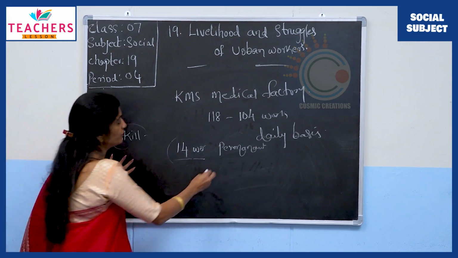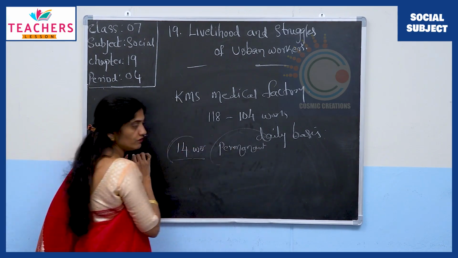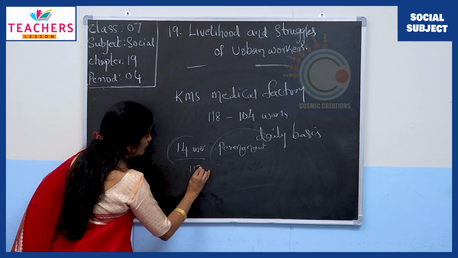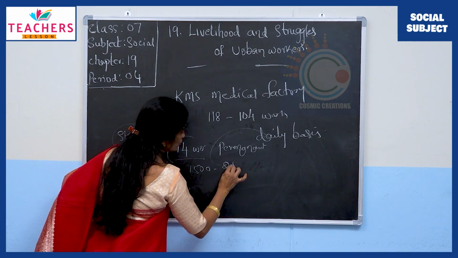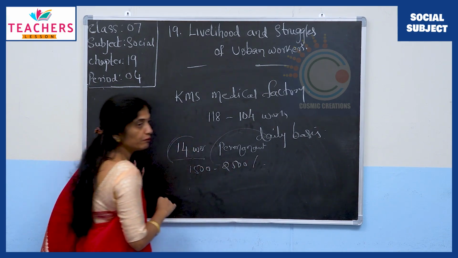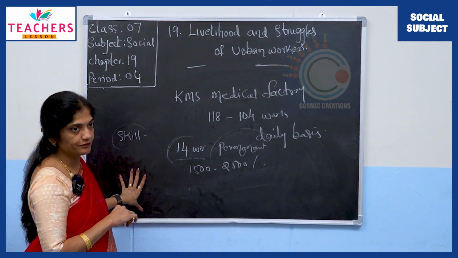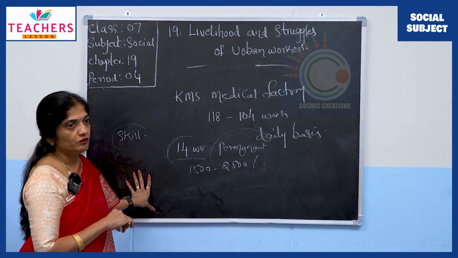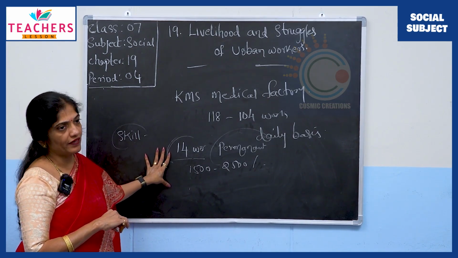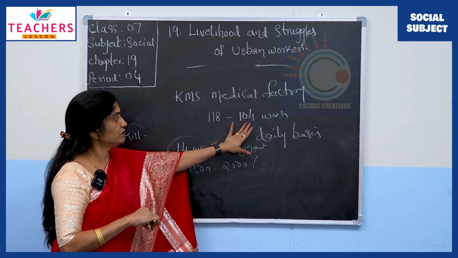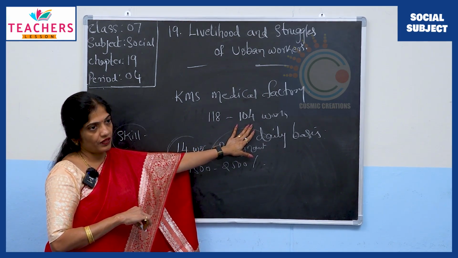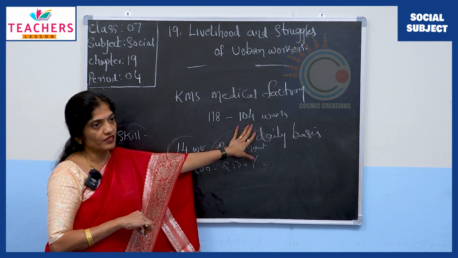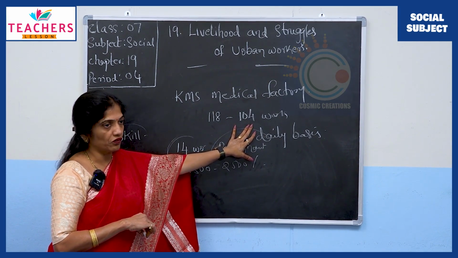Okay, so the permanent workers, these 14 workers, their salary will be between 1500 rupees to 2500 rupees per month, because very less salary will be paid here. And these 104 workers are appointed on a daily basis or daily contract.